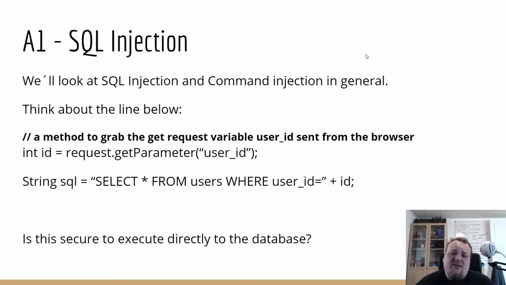So this is an actual SQL injection showcase. We're looking at some Java code below, and it says a method to grab the GET request variable user ID sent from the browser. So we create an integer called ID, and we set it equal to request get parameter user ID. Now I know that getParameter might return a string. I didn't look it up that much in Java, so you Java experts might say we need a string ID instead of an integer ID. Well, this is just an example, so it doesn't really matter.